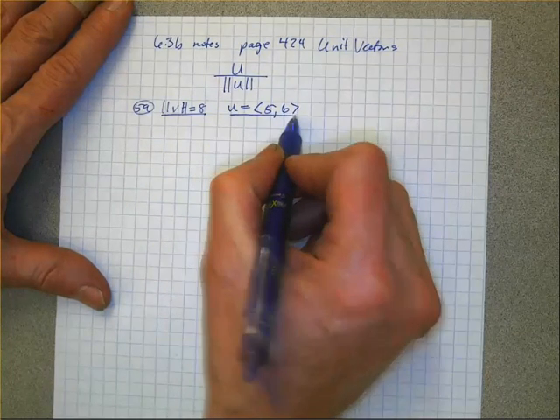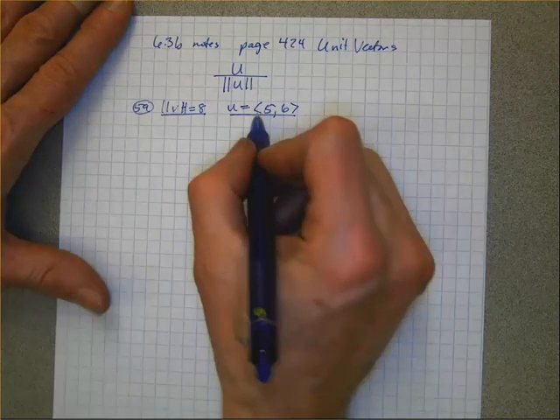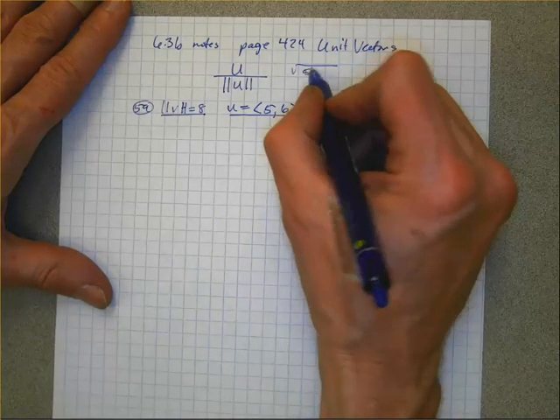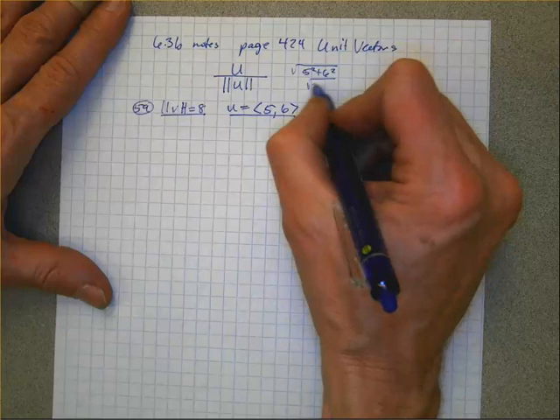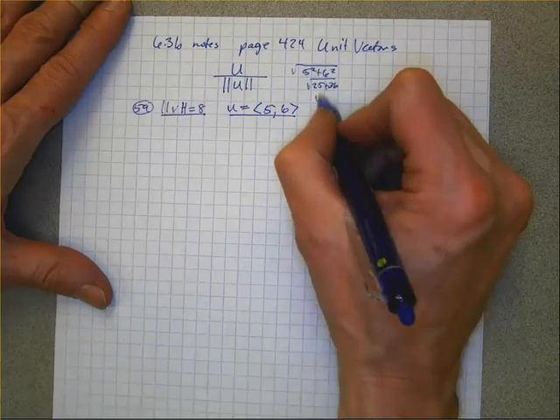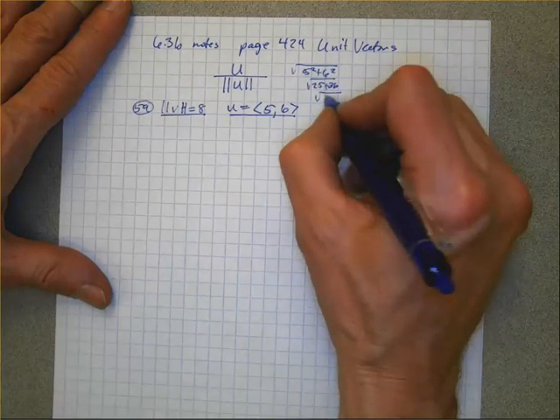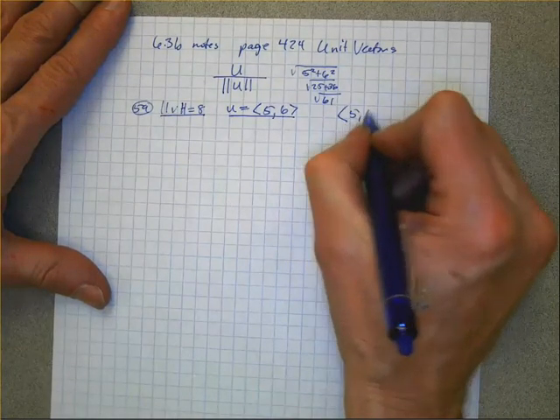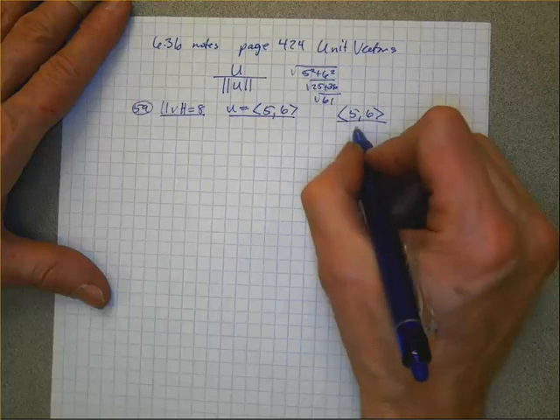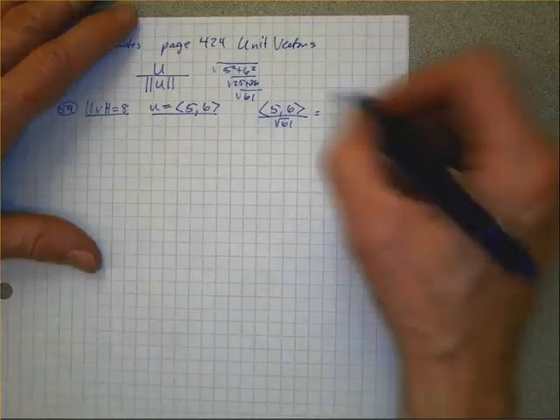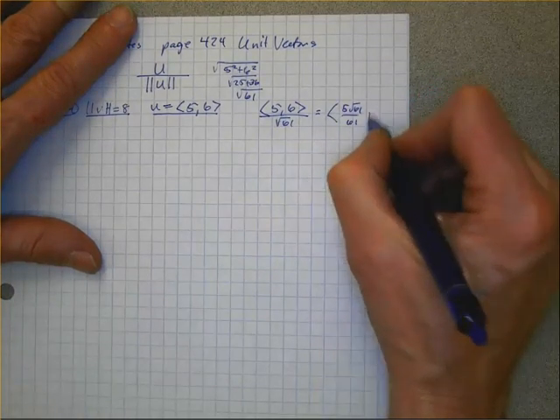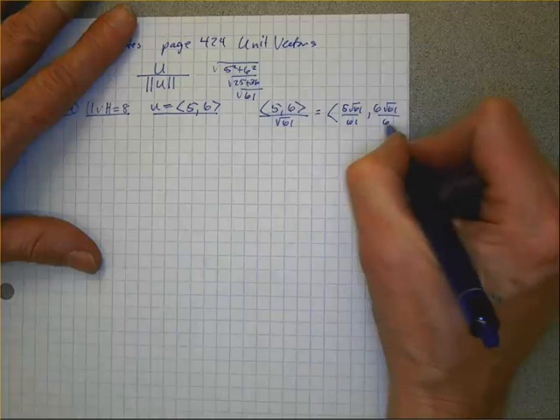So first job is to get the magnitude of u, which is the square root of 5 squared plus 6 squared. That's the square root of 25 plus 36, which is the square root of 61. And now I'm going to take that vector and divide it by the square root of 61. And that's going to get me 5 root 61 over 61, comma 6 root 61 over 61.